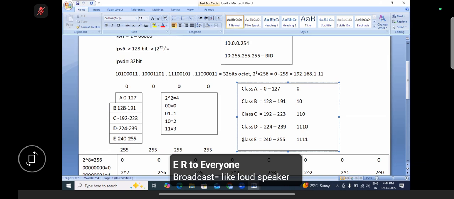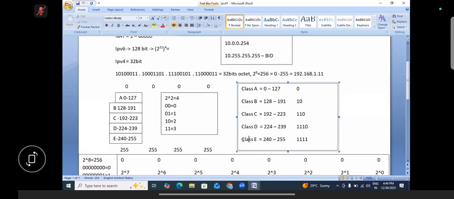For example, our classroom. I'm a faculty. I'm only one guy here in our classroom. I'm teaching to one group of people at a time. That is called multicast.